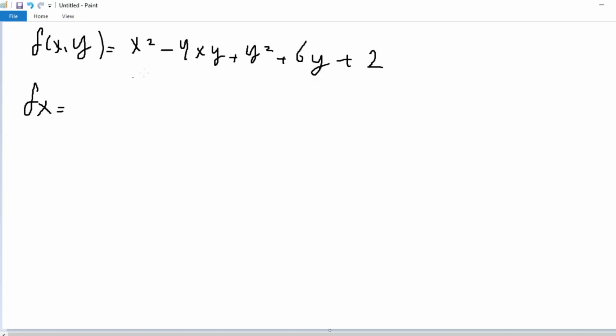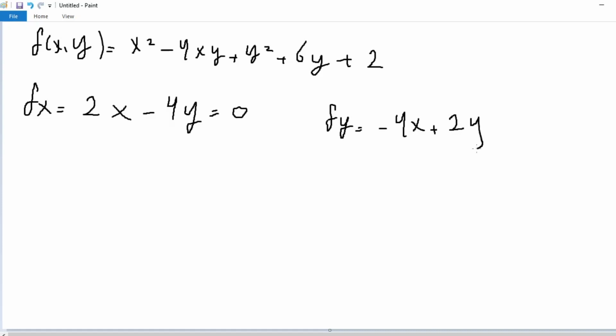Starting with the partial derivative with respect to x, here it is going to be 2x, and then minus 4y, and of course, I will set it equal to 0. So this is the partial with respect to x. The partial with respect to y here is going to be negative 4x plus 2y, and then plus 6, equal to 0. Okay?